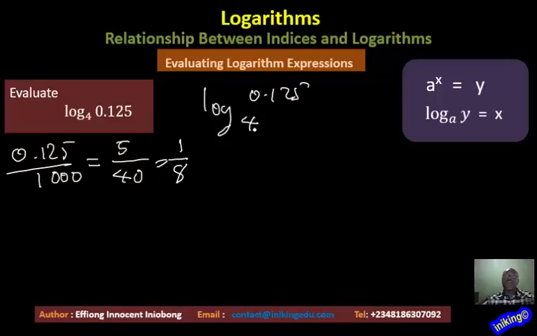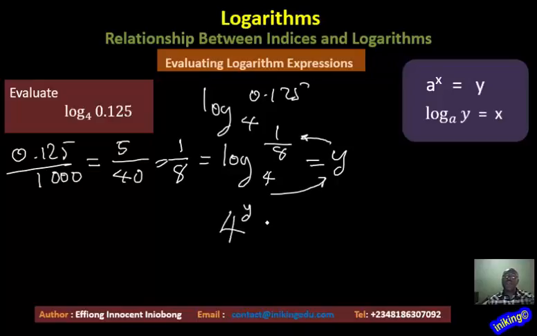0.125 to base 4, we can first of all break this down and write it as logarithm of what? 1 all over 8 to base 4. And then we'll start from here to evaluate. Let's say this is equal to y. Convert this to exponential form. That means 4 raised to the power y is equal to what? 1 over 8. So, 4 raised to the power of y is equal to 1 over 8.